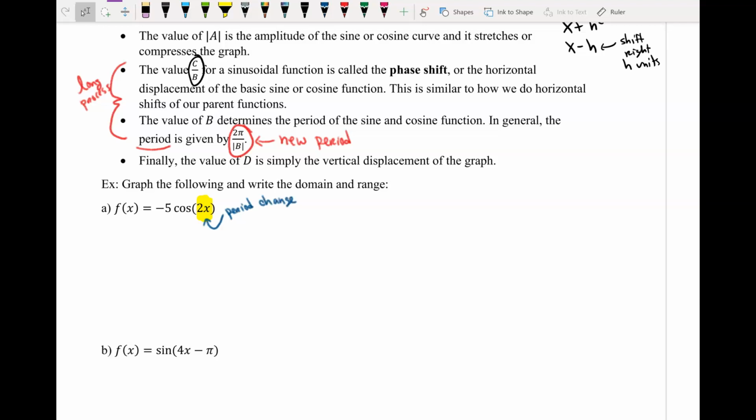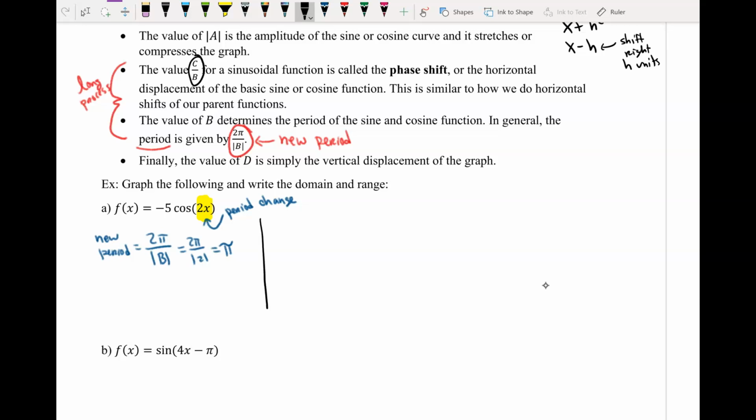So what would be my new period? So all we got to do is take, so the new period is going to be 2 pi divided by the absolute value of b, which in this case is 2 pi divided by the absolute value of 2. So this gives me just pi. All right. So this tells me that in one cycle, this guy is going to complete one whole cycle from 0 all the way to pi. Okay, there's no phase shift. So before, it was from 0 to 2 pi. Now this guy is going to be from 0 to pi.